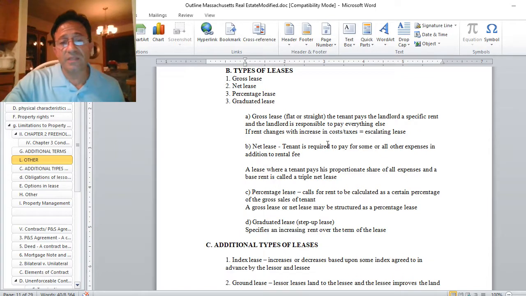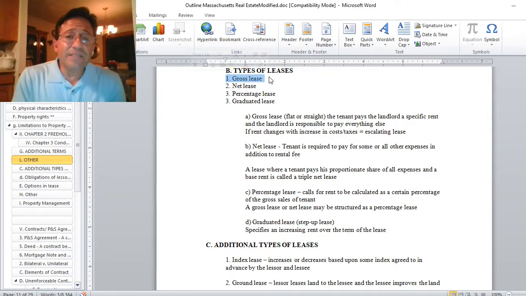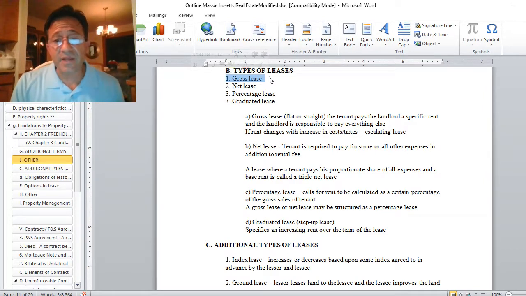Now we're going to go into the types of leases that are out there. The first lease we're going to talk about is a gross lease. The gross lease is basically the best type of lease that a tenant can have, because all the tenant does in this scenario is pay their flat rent, and they don't pay any of the excess expenses associated with the building. They pay their rent and move on to the next month, with no extra expenses.